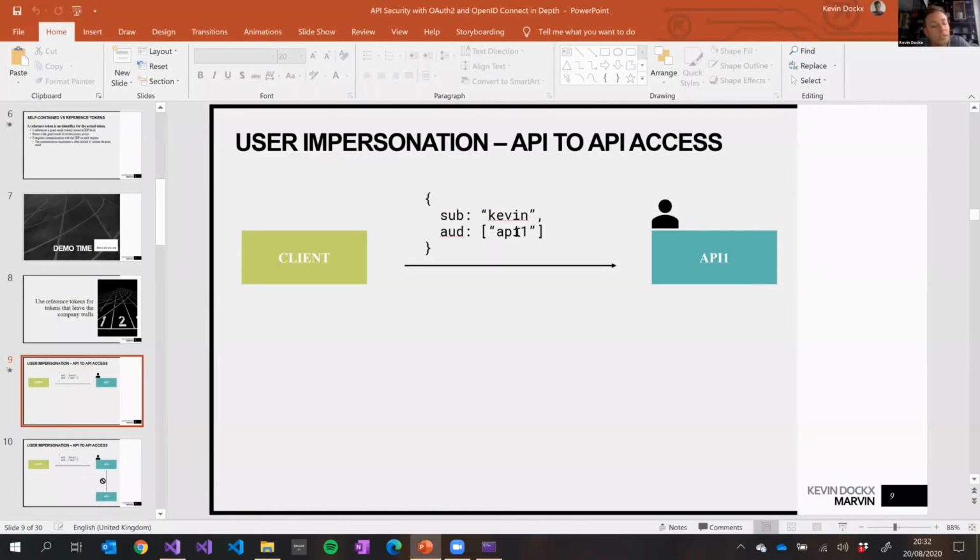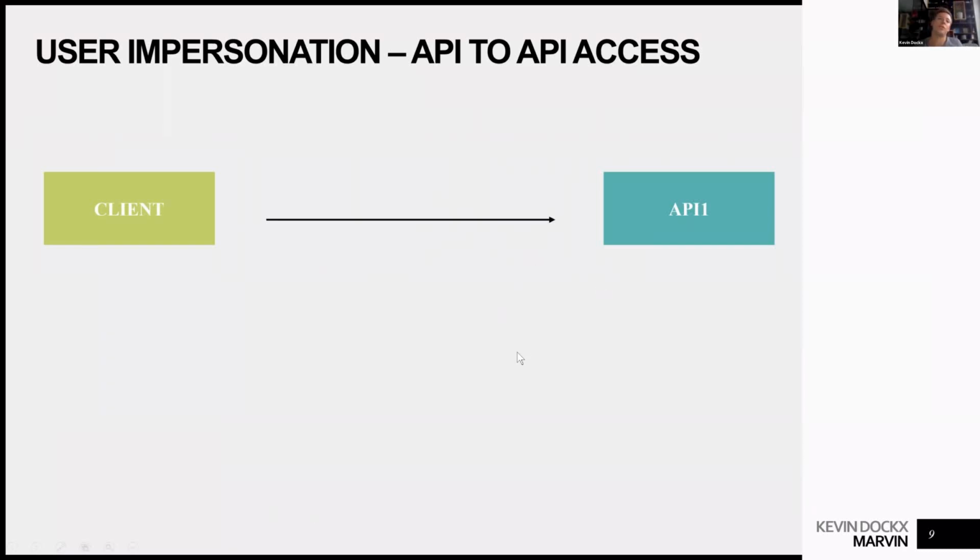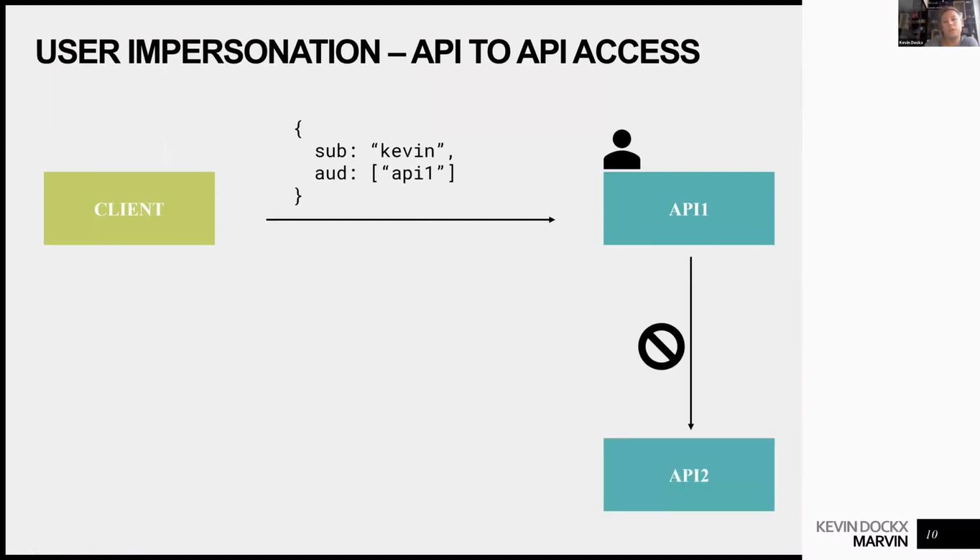All right, so I accidentally skipped that part, but now we can effectively go to user impersonation for API to API access. What I have on screen here is a pretty typical example of downstream API access. I have a client application, and the client application accesses API 1, and API 1 needs to access API 2 on behalf of Kevin, on behalf of the same user that accesses API 1. In other words, on behalf of the user that logged into the identity provider and thus logged into the client.